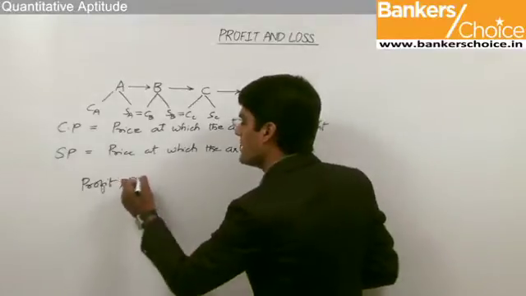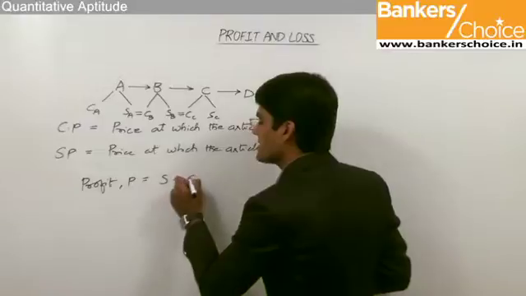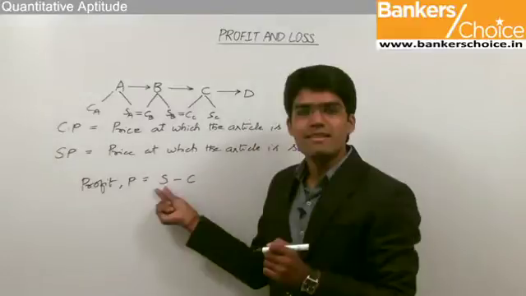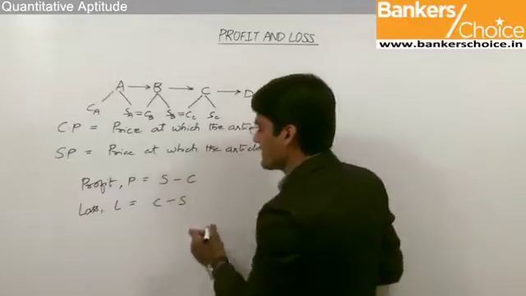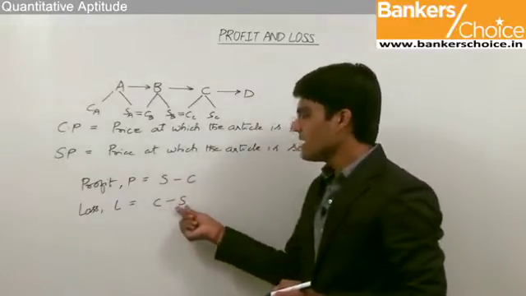So profit P can be taken as S minus C, where S is nothing but the selling price and C is the cost price. So from now onwards, whenever we use the term S, it means selling price, and the term C indicates the cost price. So profit is equal to S minus C, the difference of selling price and cost price. And the loss L can be taken as C minus S. Here C is the cost price and S is the selling price.